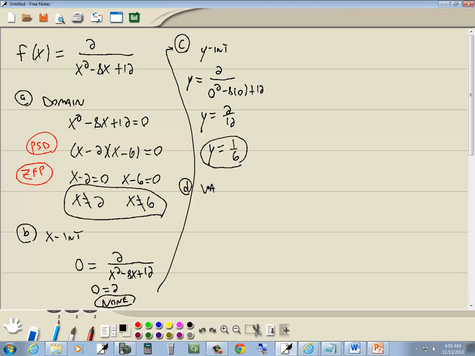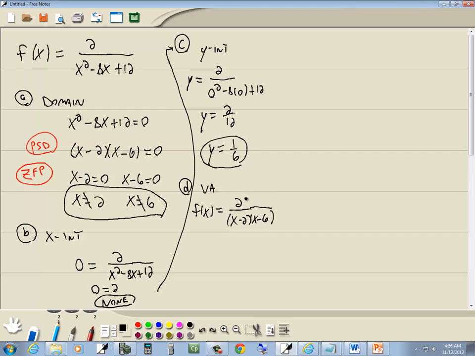Now D, our vertical asymptote. The steps for finding a vertical asymptote say factor the top, factor the bottom. Well, the bottom part factors, so we have 2 over x minus 2 times x minus 6. We just found that over here.